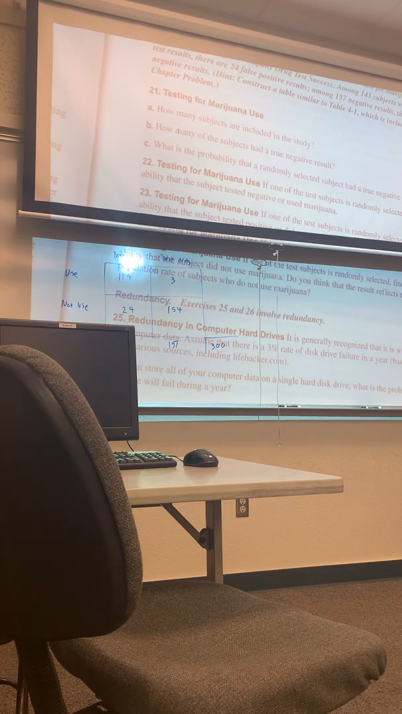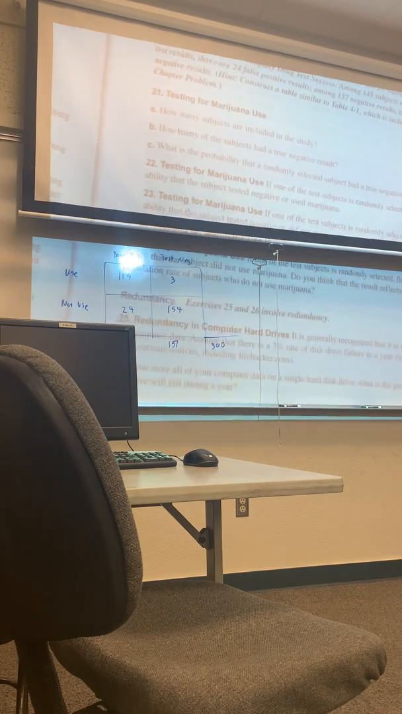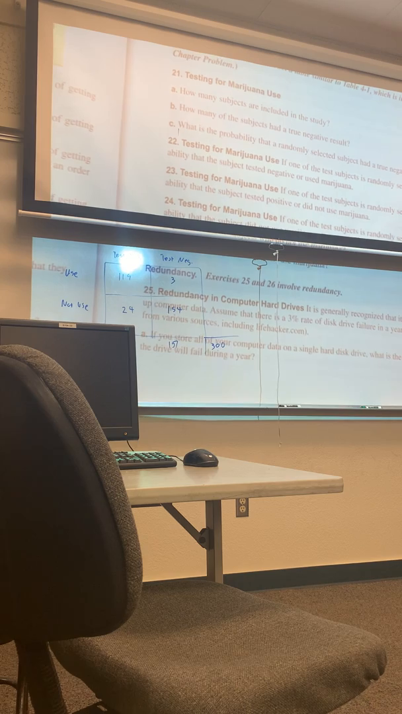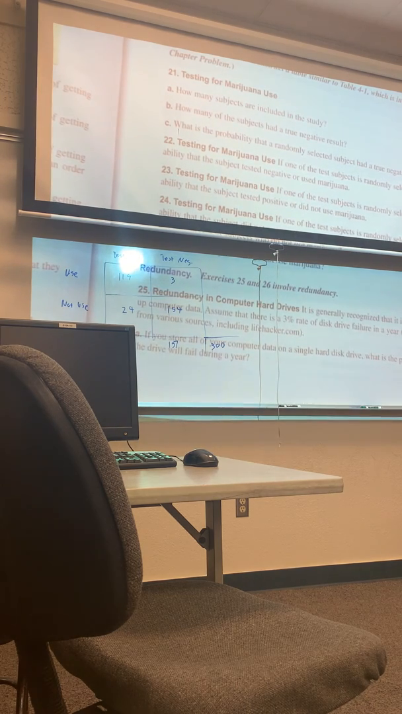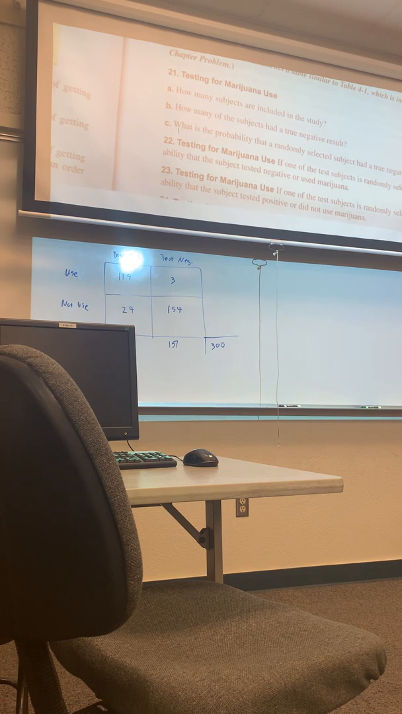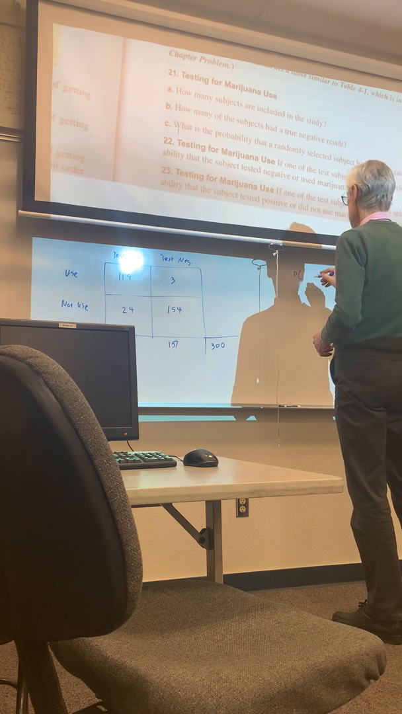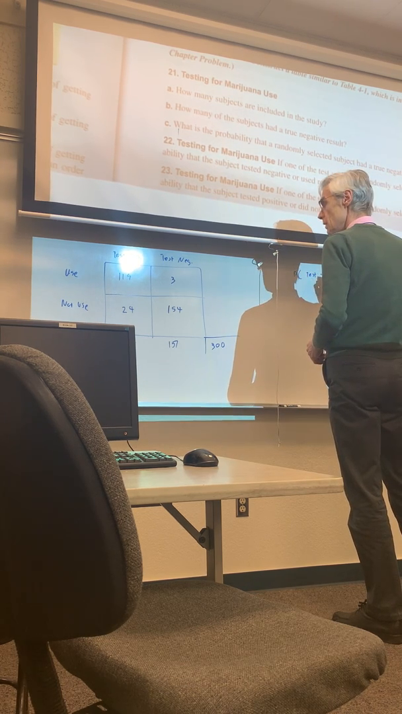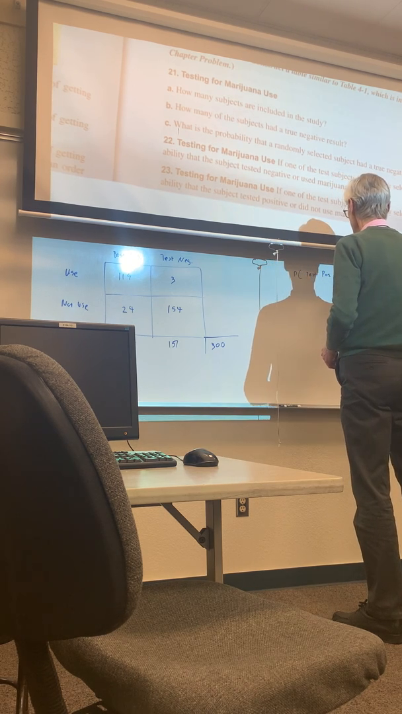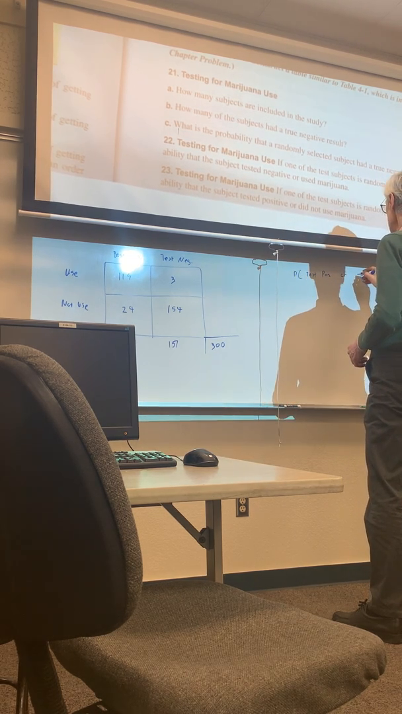Let's see, 4.2, 23. Okay, let's look at 23. If one of the subjects is randomly selected, find the probability the subject tested positive or did not use marijuana. Okay, so here you can use the addition rule. Or you can look at it from the table or do it this way. So the probability tested positive or did not use.